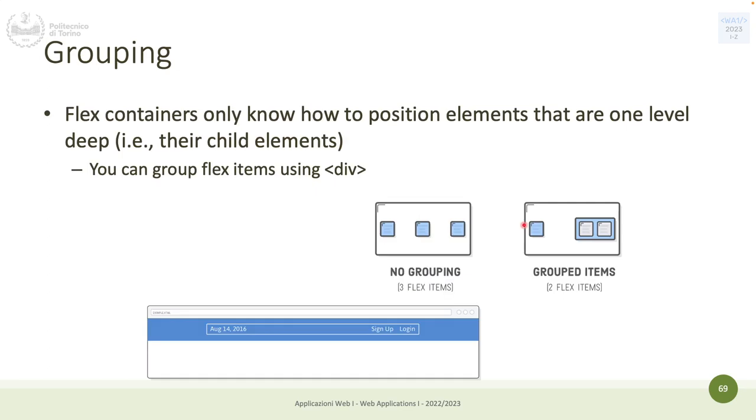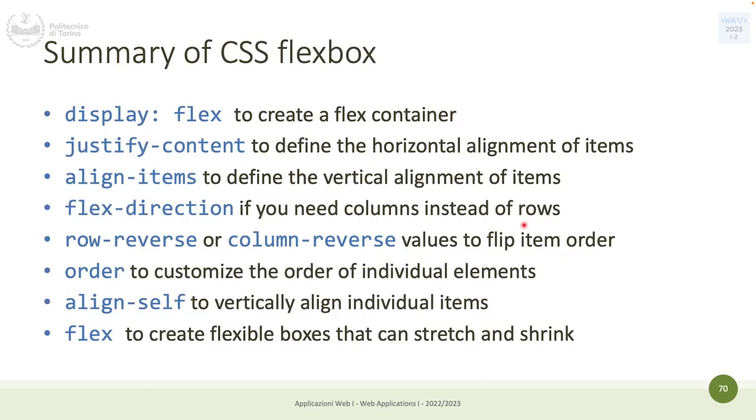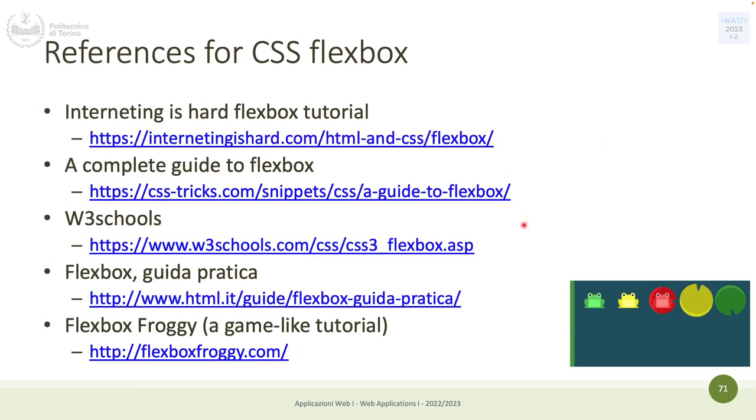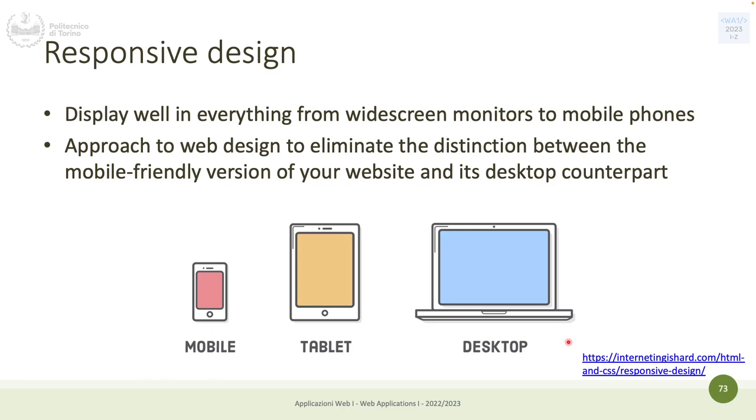And it's just CSS. You can also group elements with a div and apply flex to them together. So if you want one element on the left and two elements on the right, just group the elements on the right, because flex is applied to the direct child. So if the direct child is a div, that will apply to that element. And here there are a few references, including a game with frogs, if you want to play games with frogs. And just a mention of responsive design.